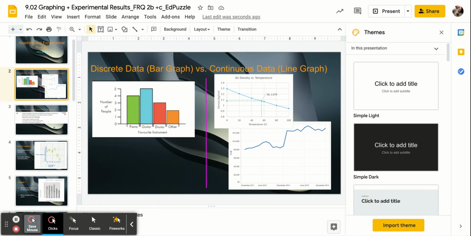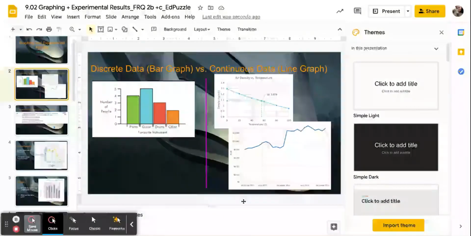So on the left, this is discrete data because favorite instrument, these are groups, right? And sometimes groups can be numbers, which can be confusing. But if we have groups, categories, that's our discrete data, and that's where we use a bar graph. And then continuous is going to be, of course, time.